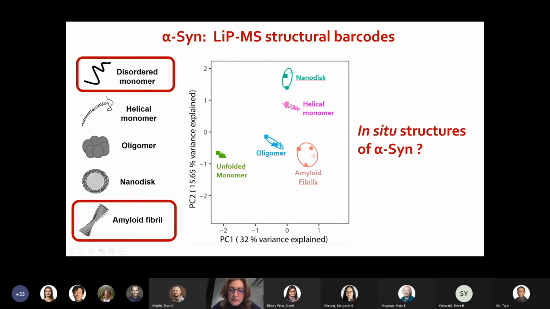And now what comes next? Now we are using these fingerprints to characterize the in situ structures of alpha-synuclein. Basically, we are looking into cells that express or overexpress alpha-synuclein and into tissues and try to match fingerprints collected in vitro from the pure protein preparations with fingerprints we collect in situ from cell and tissue extracts to try and understand which of these structures of alpha-synuclein occurs in vivo.